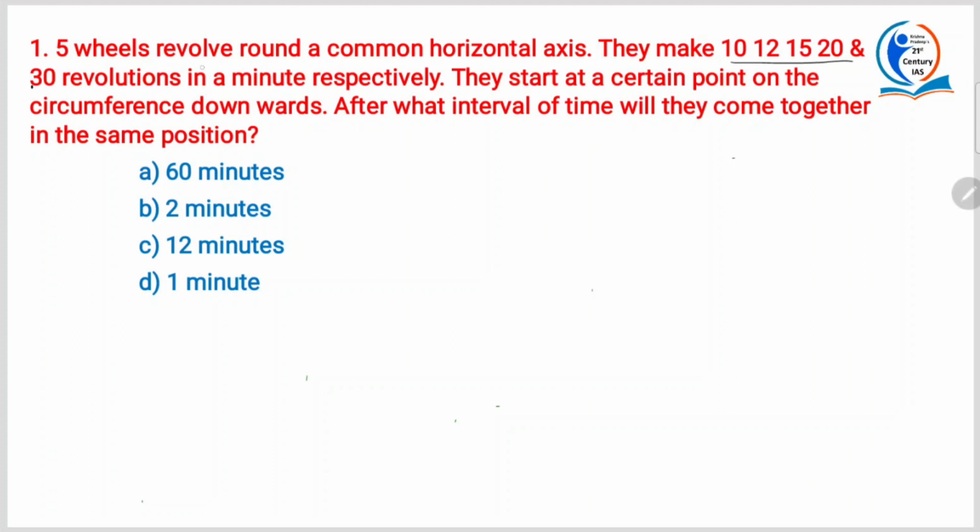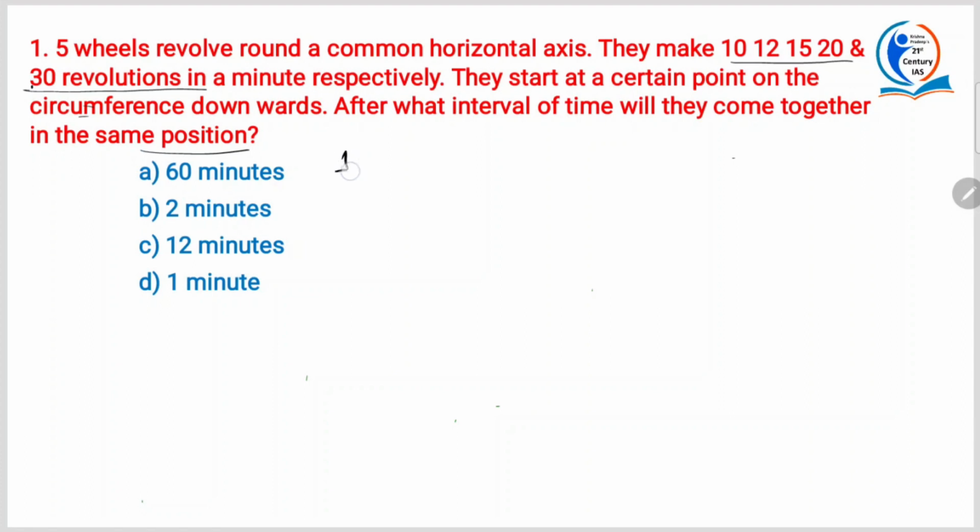First question. 5 wheels revolve around a common horizontal axis. They make 10, 12, 15, 20 and 30 revolutions in a minute respectively. They start at a certain point on the circumference downwards. After what interval of time will they come together in the same position?